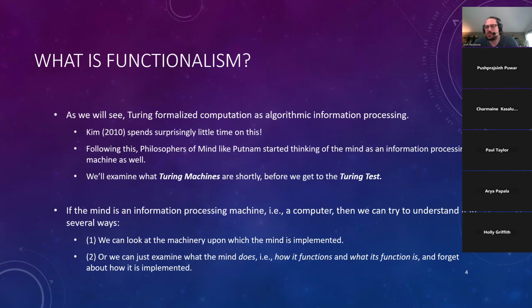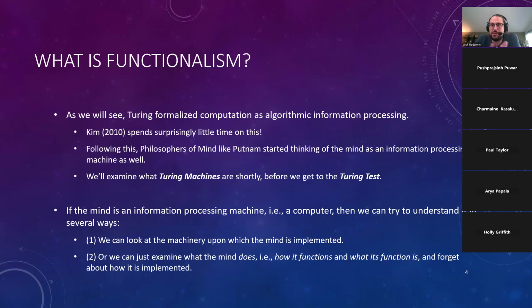So let's just take that as our baseline assumption, starting from some of the stuff that Bermudez says in his textbook. If the mind is a computer, an information processing machine, there's a couple of ways we can try to understand it. We could look at the machinery itself, or we could examine what the machine does, how it functions as a computer. We can forget about the implementational details.